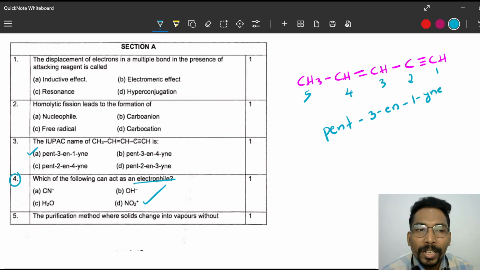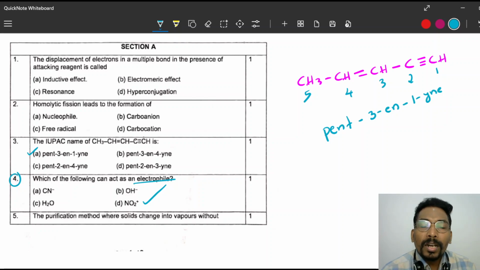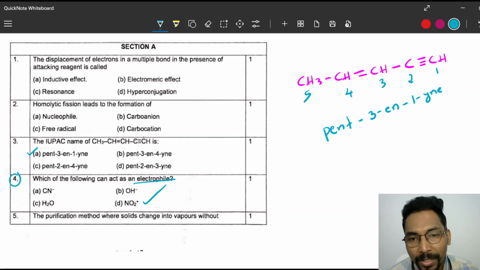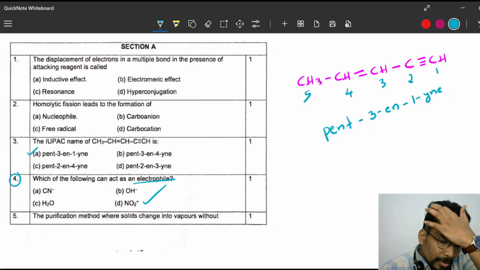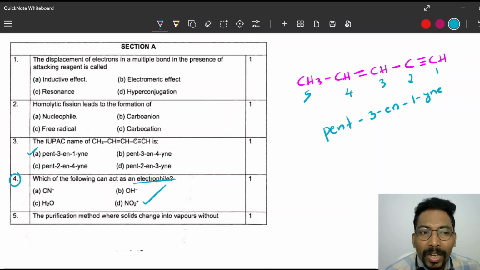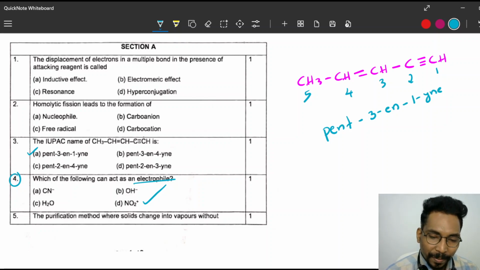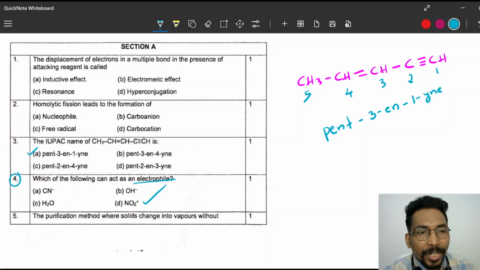CN minus, OH minus, H2O, all those are what? Nucleophiles. How is water acting as a nucleophile? Water has lone pairs, so water will donate those electron pairs to any electron deficient species. Clear? So NO2 plus is the answer here. So remember, positively charged ions will act as electrophiles and negatively charged ions will act as nucleophiles. Got it? Yes. Now we can move to the next question.